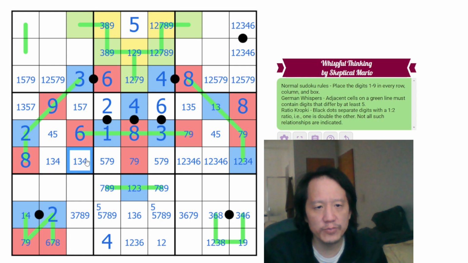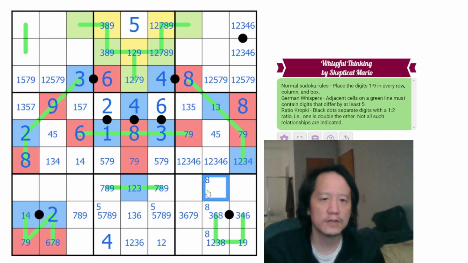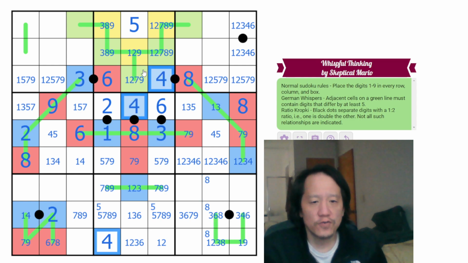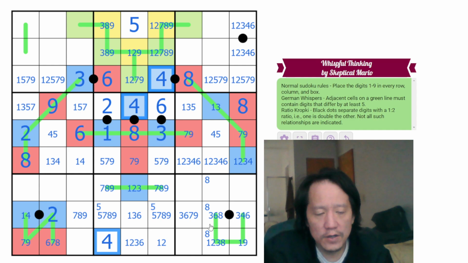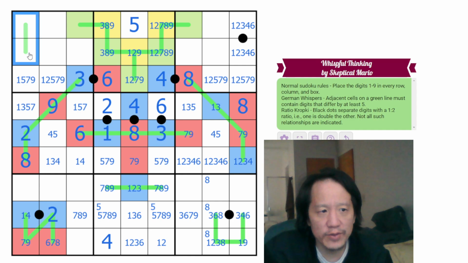So this cannot be 3 here. So this is 1 or 4. This can't be 3 here. So we don't know much else about that. This can't be 8. This can't be 8. So 8's one of these 3. 4s are there. This can't be 2, and it can't be 3.